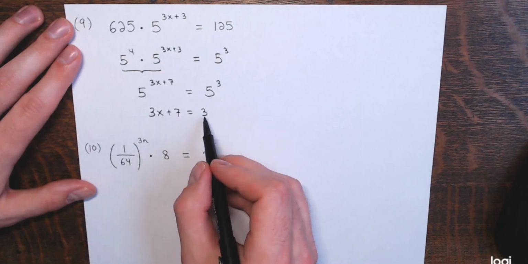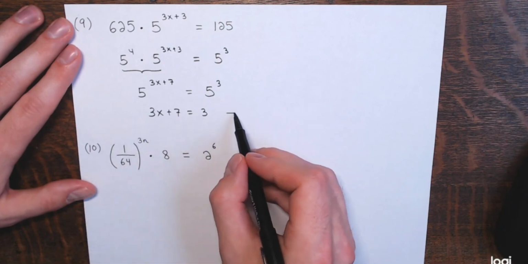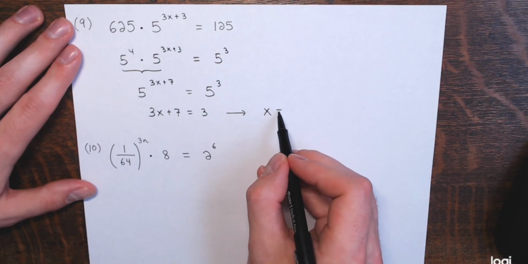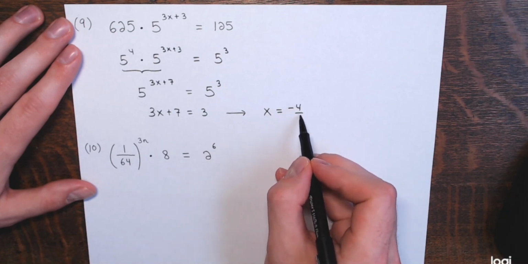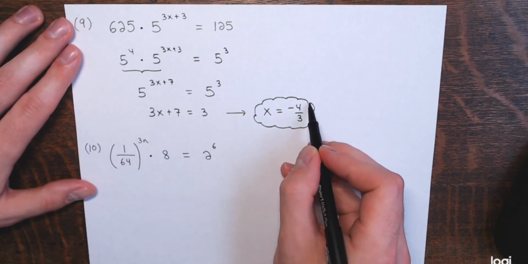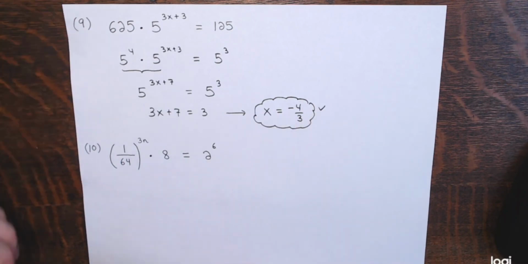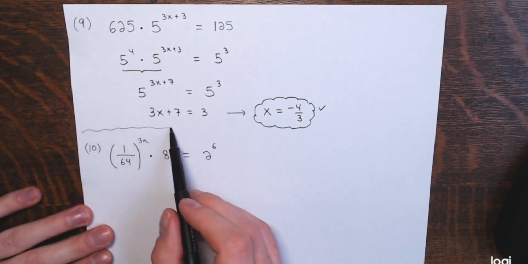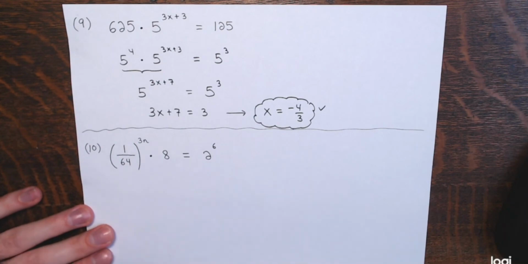Subtract 7, divide by 3. X here, the solution would be negative 4/3. And again, I'll leave it to you to check that out. Plug in negative 4/3 for x. And the left side value should be the same as 125.